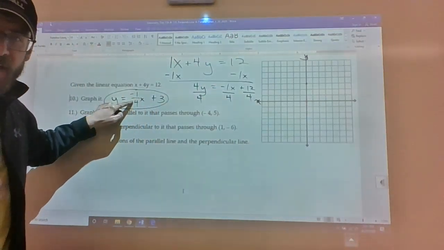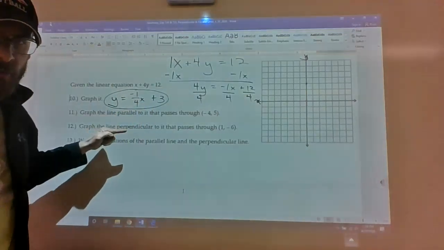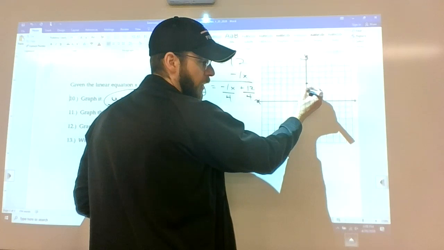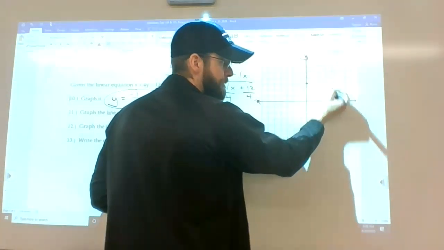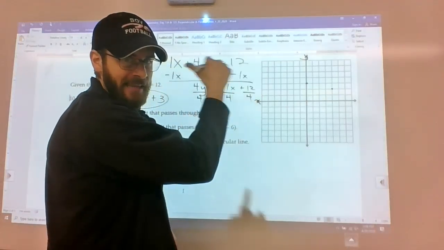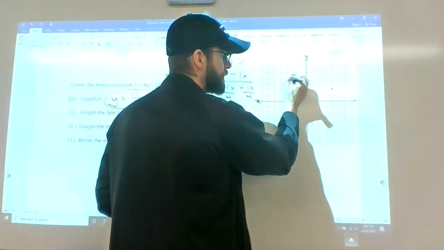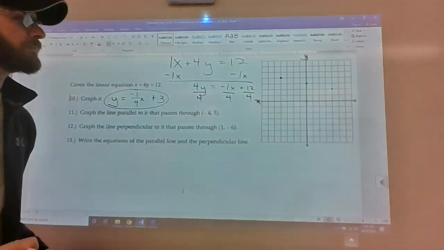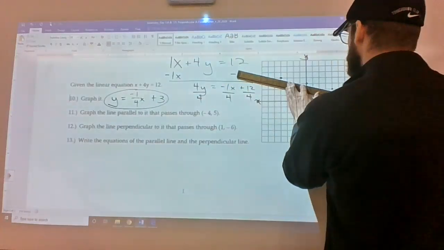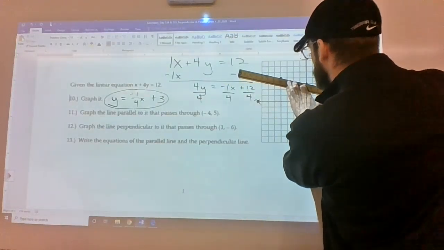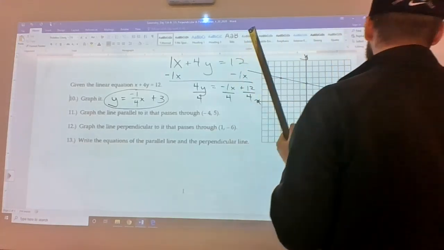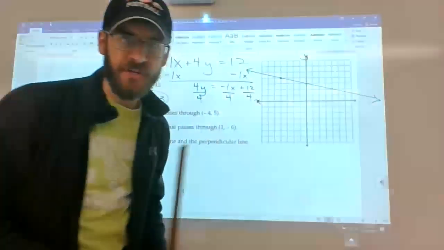And then this would indicate that we would go down 1, right 4 units from the point we just plotted. Down 1, right 1, 2, 3, 4. Or up 1, left 4. And that gives us number 10.